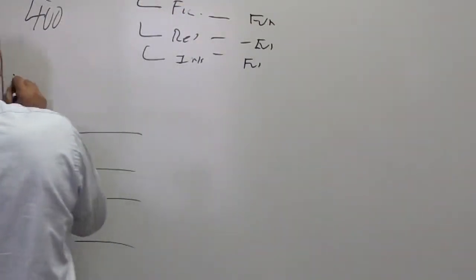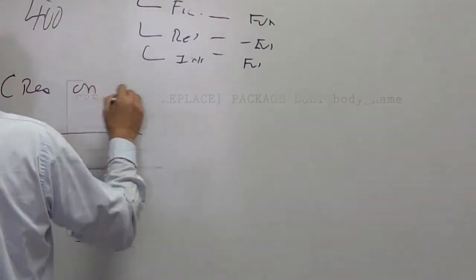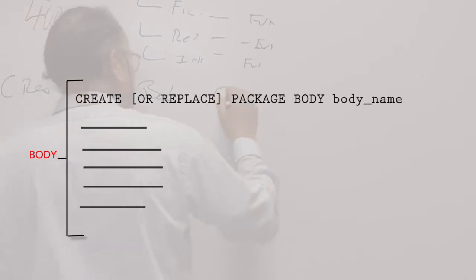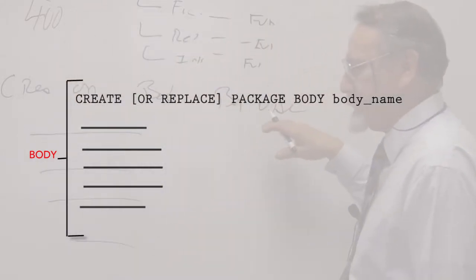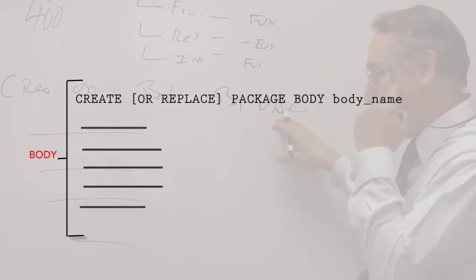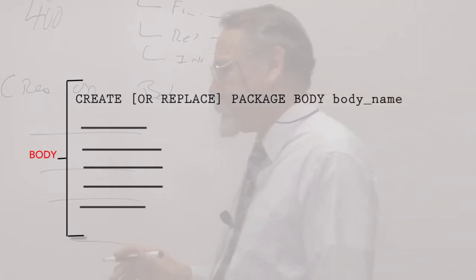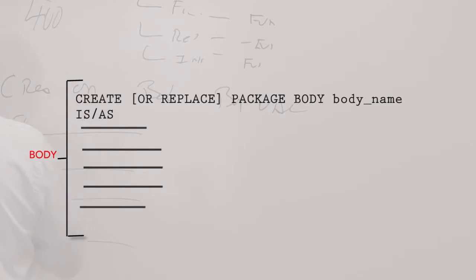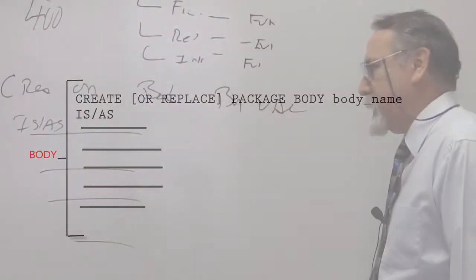And over here you have to create or replace the body. And you have body name. Now once again, understand the naming conventions that are going to be used. And you also have the is. Don't forget the is, as scenario. That is part of the syntax process.